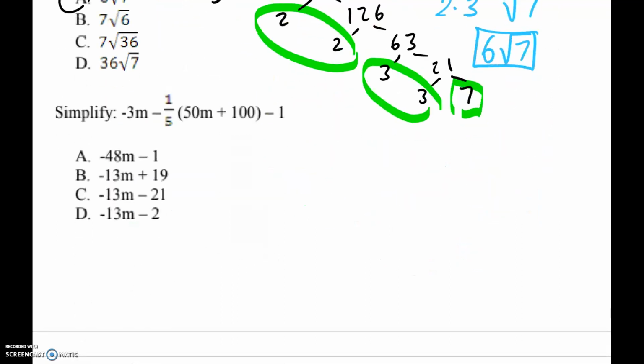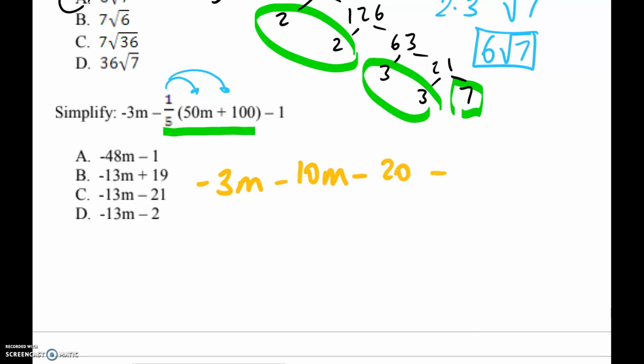Let's solve one more. I want you to observe what's happening right here. We need to make beautiful distribution inside. To simplify this, that means basically you just need to divide everything by 5. Don't touch the first one, negative 3m. 50m divided by 5 is 10m, but observe this negative sign is extremely dangerous. Negative 10m. So 100 divided by 5 is 20, but you have negative 20 right here.